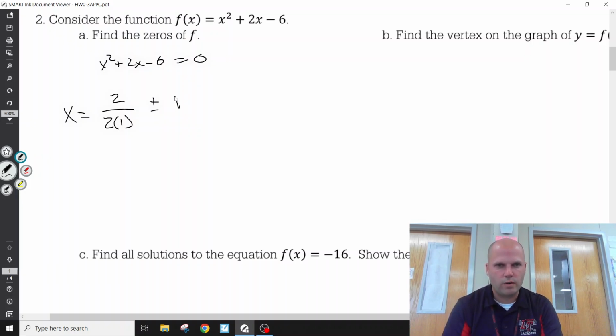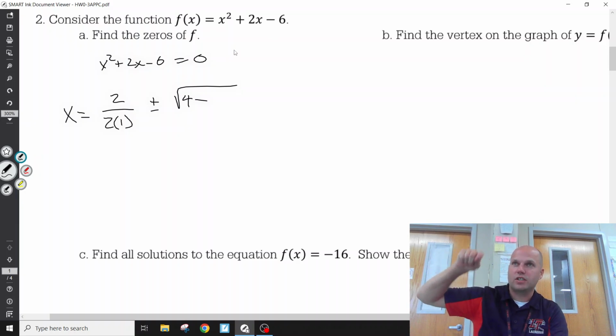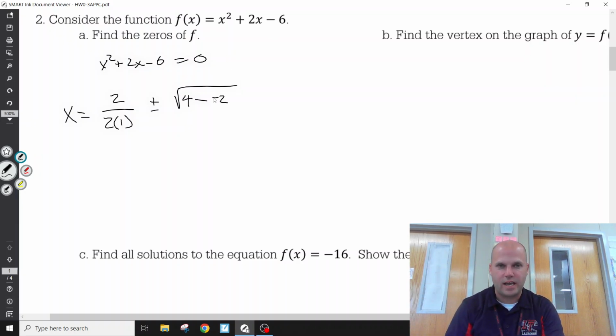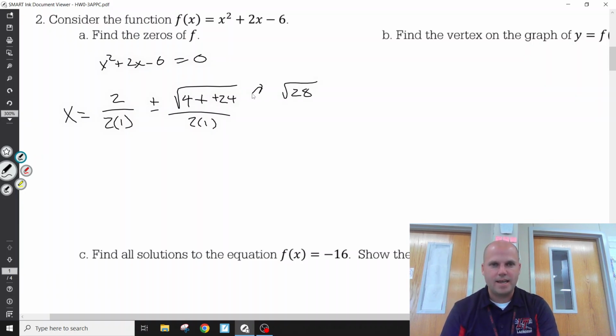Plus or minus the square root of b squared minus 4 times 1 times negative 6. 4 times 1 times negative 6 is negative 24, so I'm subtracting negative 24, which is adding positive 24. We've got to be able to do this math in our head and not make mistakes with it. That becomes the square root of 28, okay?